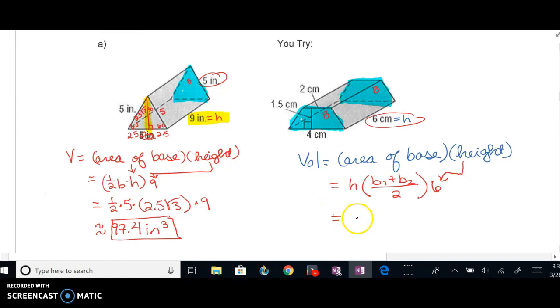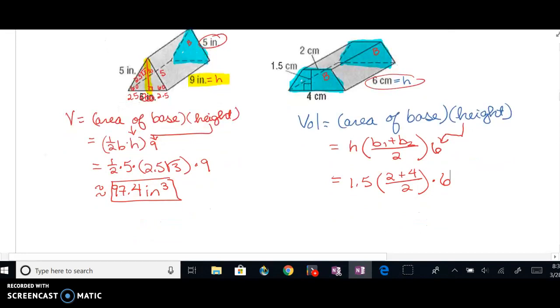So I hope you said your height of your trapezoid was 1.5, base 1 was 2, base 2 was 4, all over 2 times 6. We're going to put that in our calculator and we get 27 centimeters cubed.